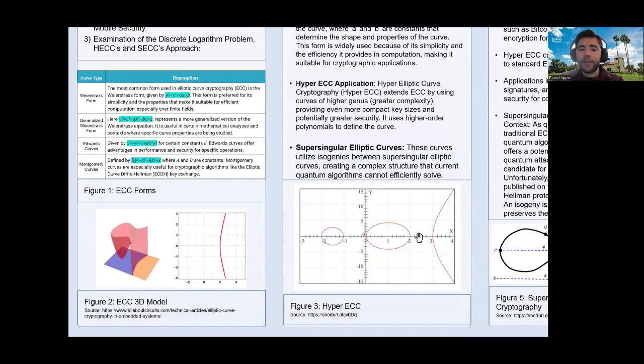And if we look at figure 3 at the bottom, we'll see this is what it kind of looks like. For each hole, we consider that a genus of 1, 2, and 3 in this case. And then supersingular curves utilize isogenies between the elliptical curves, which quantum algorithms aren't able to efficiently solve. At least, that's the proposal.